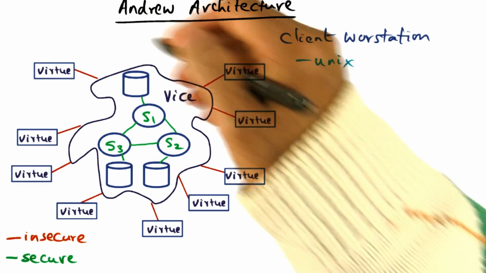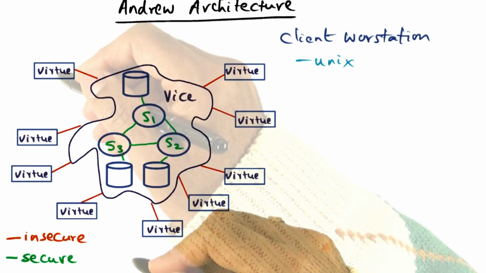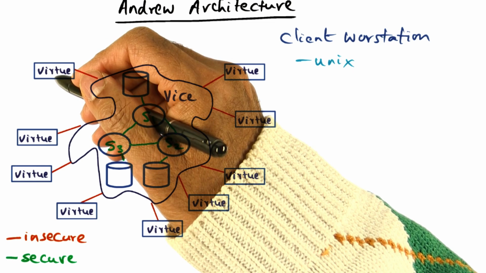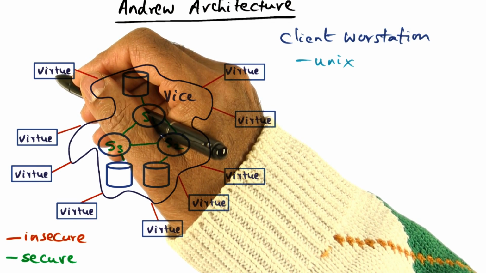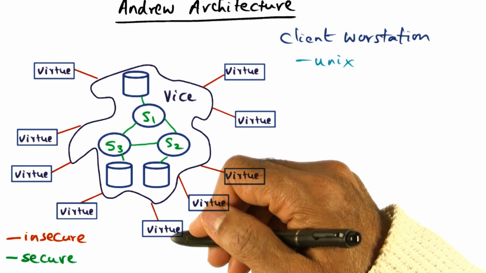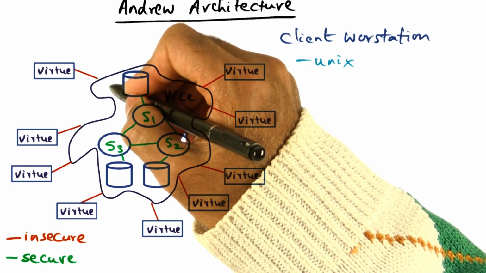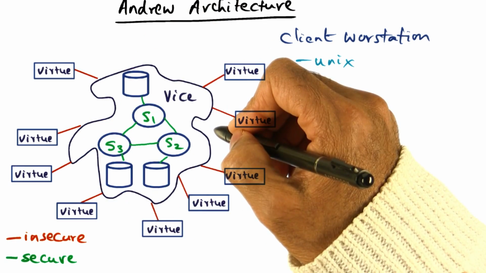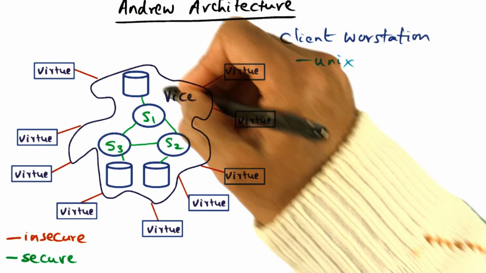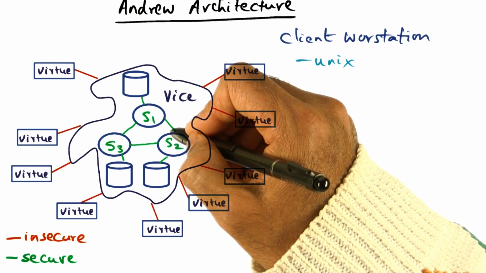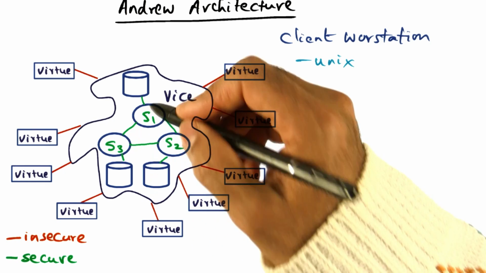The architecture of the Andrew system looks like this. There are client workstations, which are called Virtues, and these client workstations are connected by insecure network links to a local area network. And through the local area network, they can access servers S1, S2, S3, and so on.